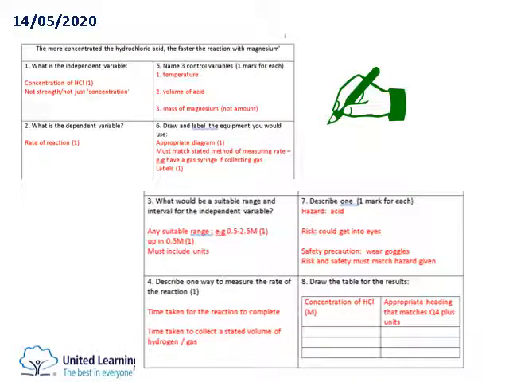So, independent variables, what you change. Be specific, say concentration of hydrochloric acid. Dependent variables, what you're measuring, which is the rate of reaction. You could say the reaction with magnesium.